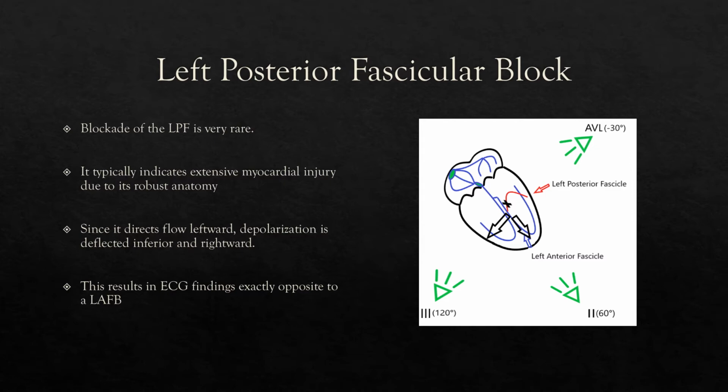So you can see on my animation here that leftward flow is blocked, and so you're going to get a net downward and rightward flow, so an inferior and rightward flow. And so you're going to be looking for a right axis. And in fact, right axis deviation has a very limited number of things that can cause it, and one of those things is a left posterior fascicular block.